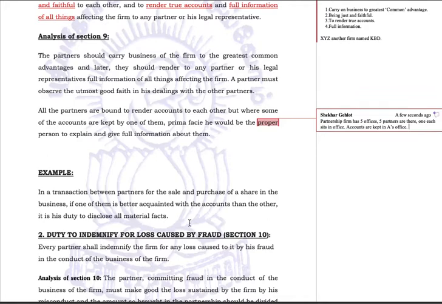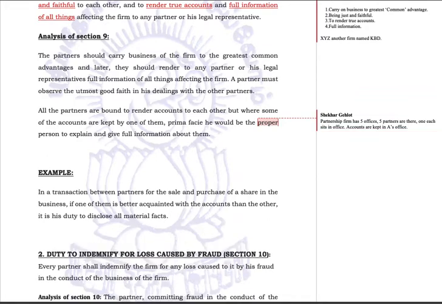In a transaction between partners for sale and purchase of a share in the business, if one of them is better acquainted with the accounts than the other, it is his duty to disclose all material facts.